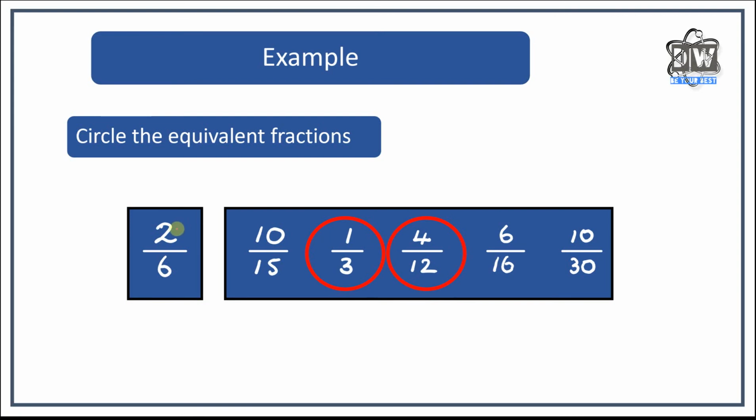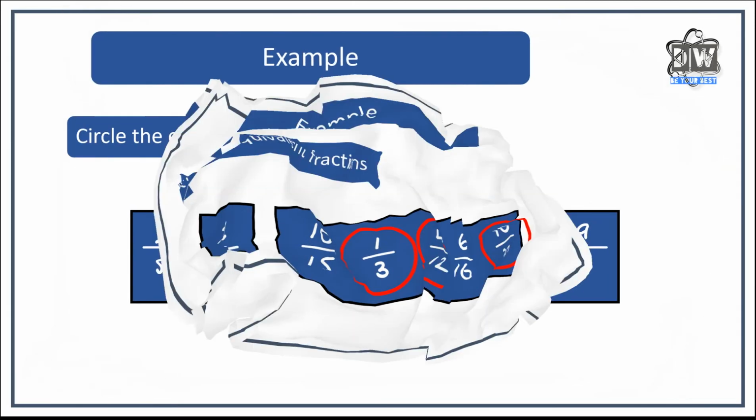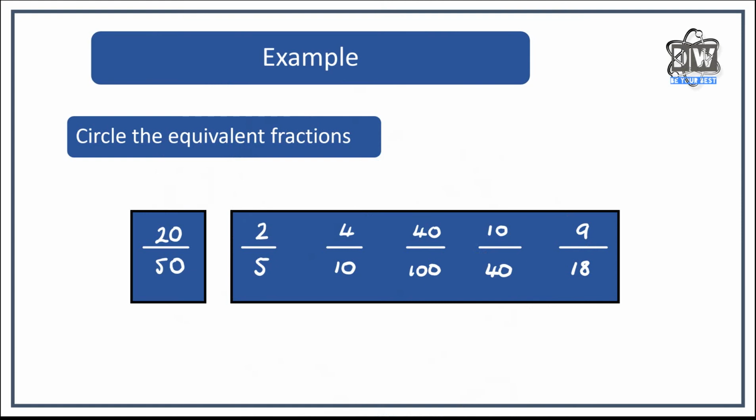But on the last one, how do I get from 2 to 10? I times it by 5. If I times 6 by 5, I get 30, so I can say that that is also equivalent, and I'm done. Well done. I'm sure you've all done fantastically well. So let's do one more now. One more, and then we're ready for the quiz, and you're ready for the rest of your day or evening. So pause the video, give it a go, and come back and see if you've got it correct.